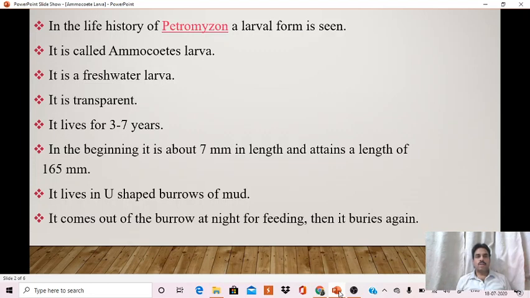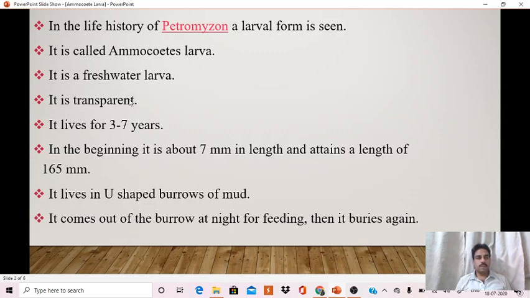In the life history of Petromyzon, a larval form is seen. It is called ammocoete larva. It is a freshwater larva. Here are some differences: Petromyzon marinus is a marine animal, but the larva is freshwater. So the larva is found in freshwater, that is river water.